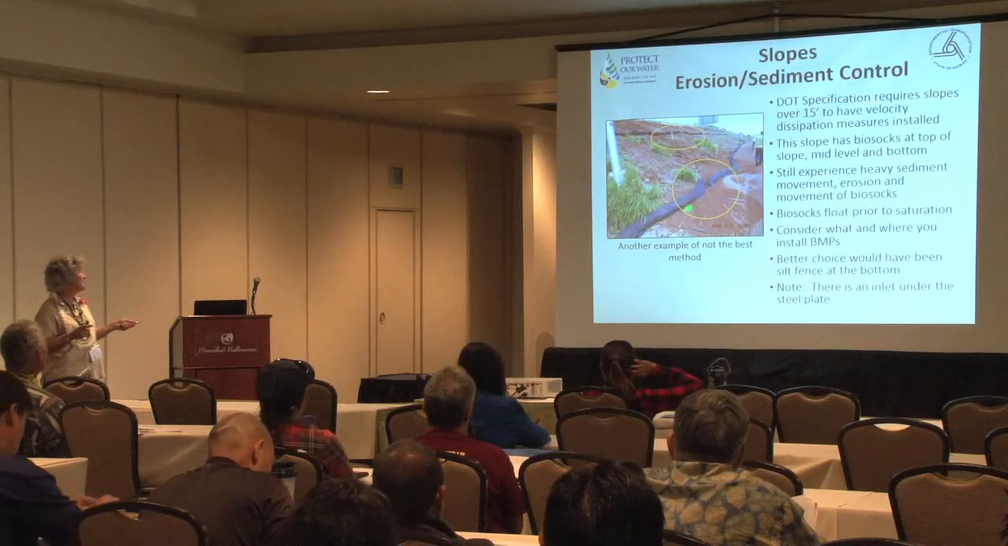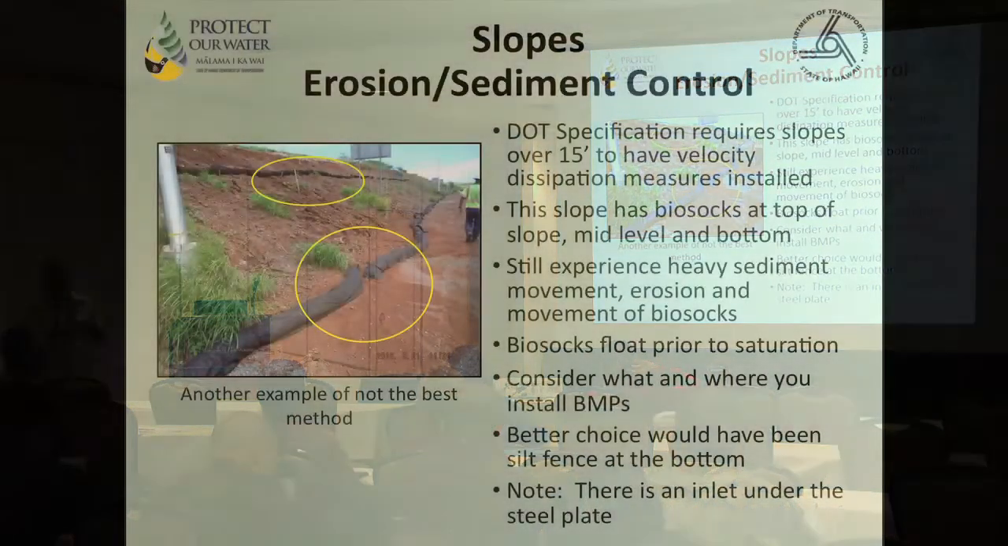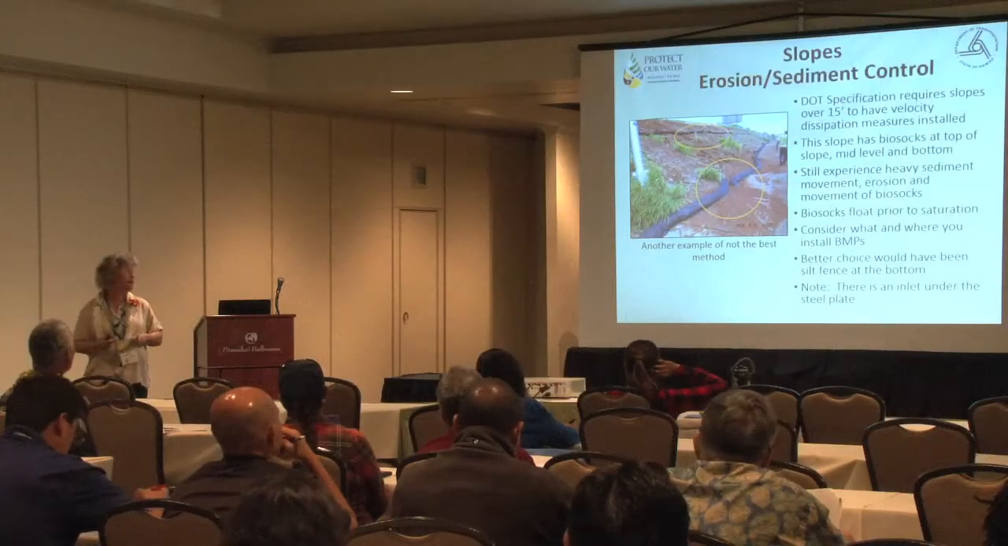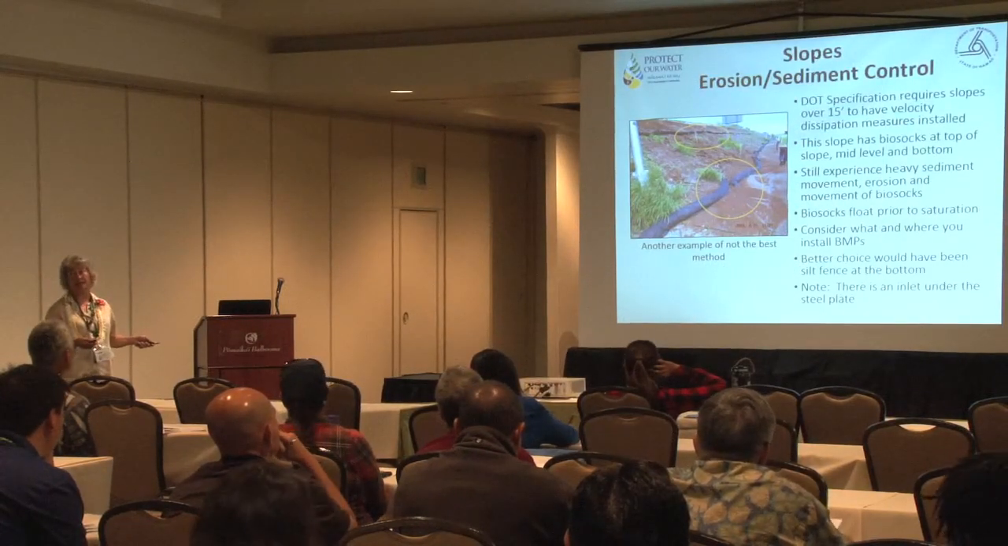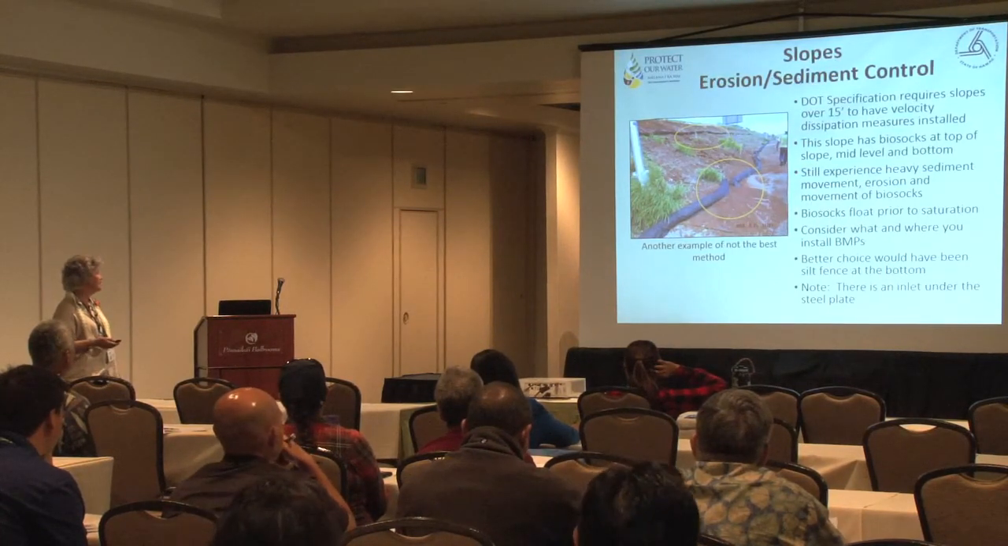And they put biosocks down here. Our biosocks here are usually filled with mulch. They are light. They float until they become saturated. They should be staked down, regardless of what they say in the literature. The 4-to-1 or greater slope is for compost socks, which are much heavier. Under here is an inlet, by the way. Notice how everything came down.